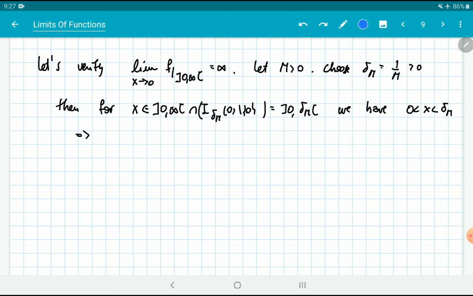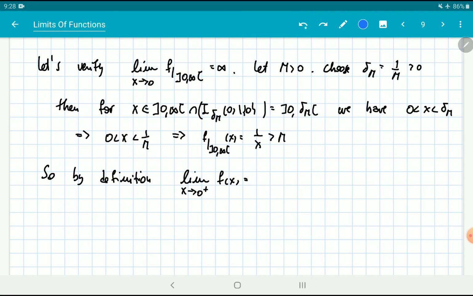So for all x's that are in this, we clearly have that x is between 0 and delta m. That's the definition of the interval. But what does that imply? That implies that x is between 0 and 1 over m, because that's how we chose delta m. And by taking the reciprocal, which I can do because x is positive, I get that 1 over x is greater than m, but 1 over x is the restriction. So I proved that for any arbitrary m, I can find a delta m such that this happens, and that's by definition saying that the limit as x approaches 0 plus is the limit of this restriction, which is infinity.